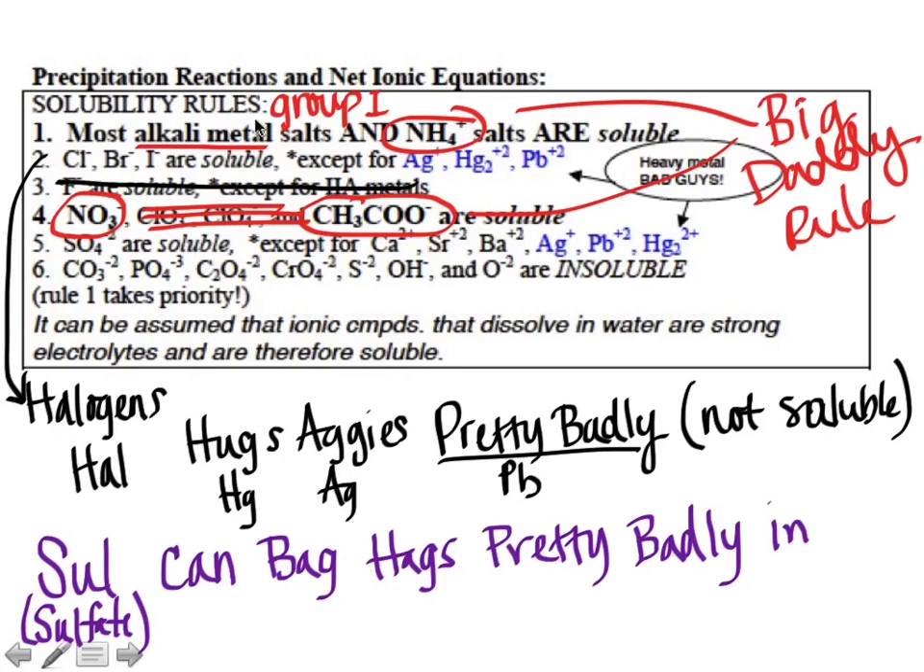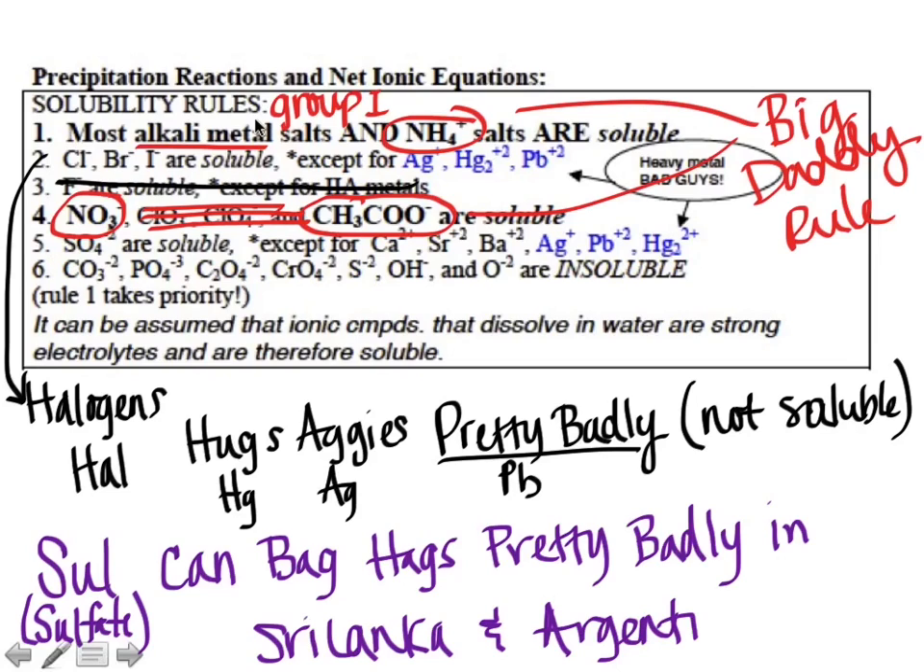in Sri Lanka and Argentina. So sul is soluble unless he is with calcium, barium, mercury, lead, strontium, or silver.